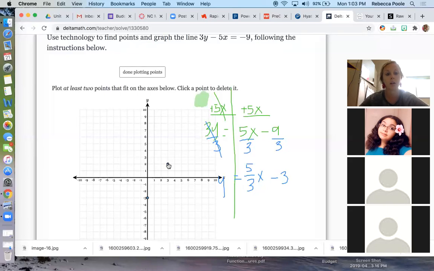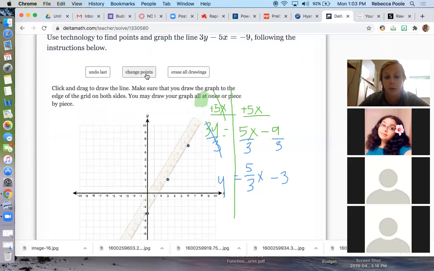Now, this says plot at least 2 points. How many points do I like y'all to have? 3, because it's easier to connect. So let's go up 5 and over 3 again. Up 1, 2, 3, 4, 5, over 1, 2, 3. Make sure I didn't mess that up. Okay. Now I'm going to click done plotting points, and then it gives you a ruler, and you're just going to connect it.